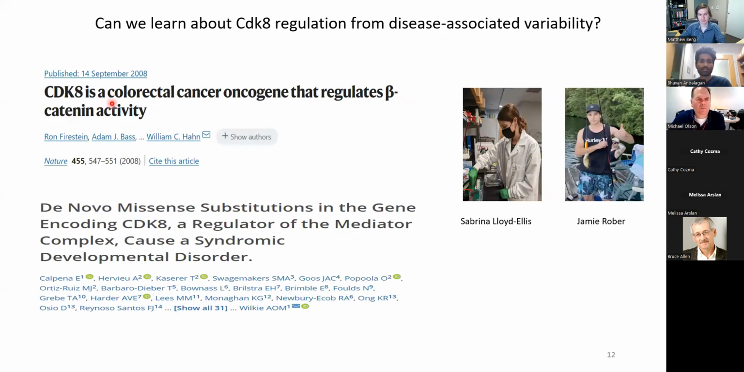So CDK8 was first identified as a colorectal oncogene, and after that, many cancer studies have reported amplification or presence of missense mutations in cancer. Apart from cancer, many developmental disorders have also reported missense mutations on CDK8. And Sabrina and Jamie, who was an undergrad student in my lab, helped me with making mutants and running Western blots in this project.